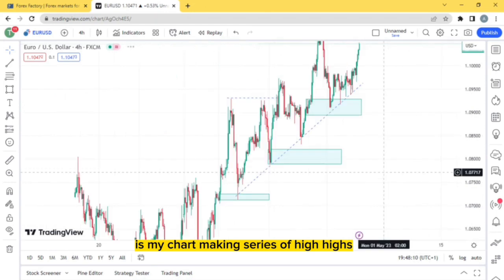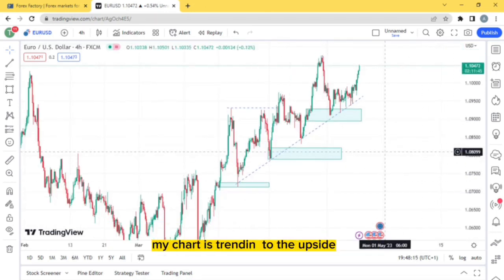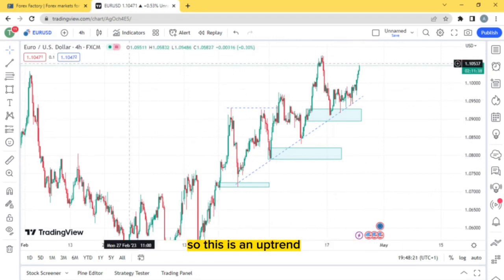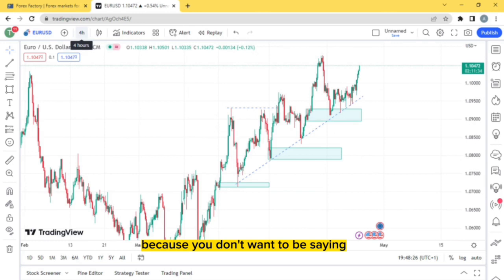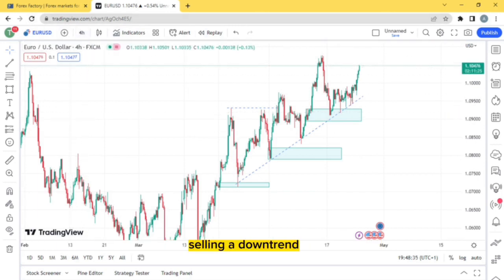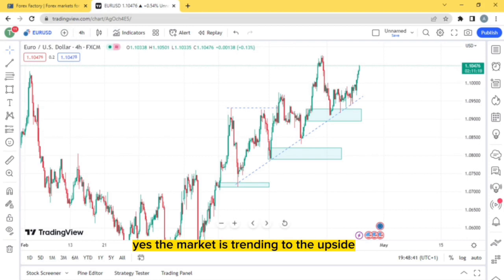Is the market making a series of higher highs and higher lows, or lower highs and lower lows? Right here, market is trending to the upside in a clean fashion, making a series of higher highs and higher lows. So this is an uptrend. So what will I be looking for in an uptrend? Definitely looking to buy, because you don't want to be selling in an uptrend. You don't have two heads. You are not bigger than the market. So just follow what the market is telling you to do. Buy in an uptrend, sell in a downtrend, one of the smooth and easy ways to make money when it comes to trading. So I've been able to recognize that yes, the market is trending to the upside.